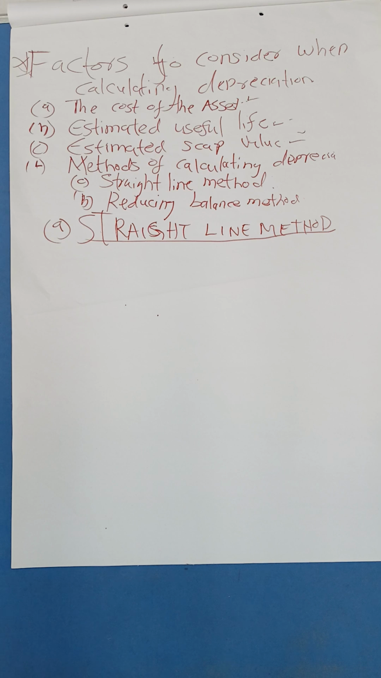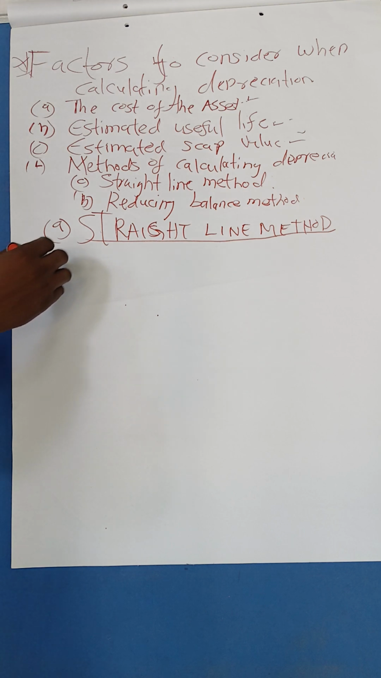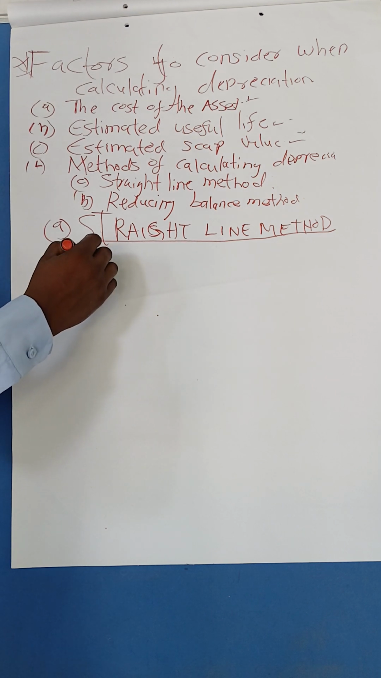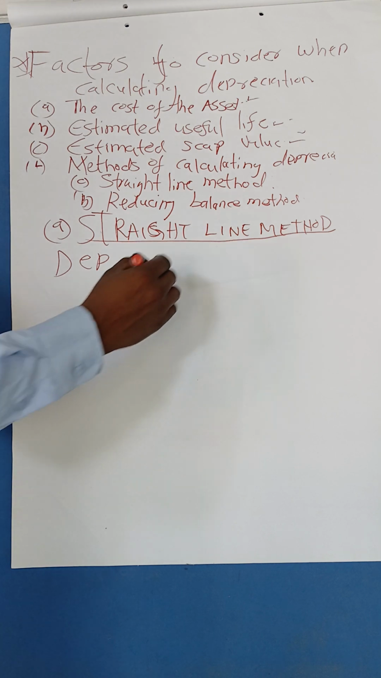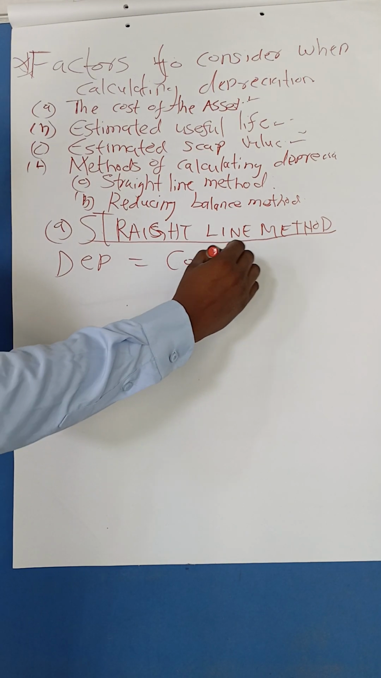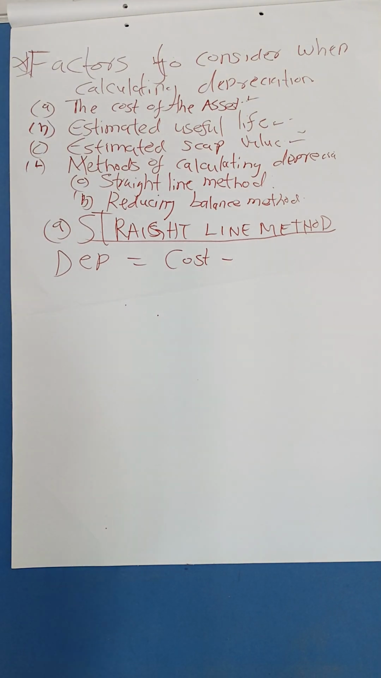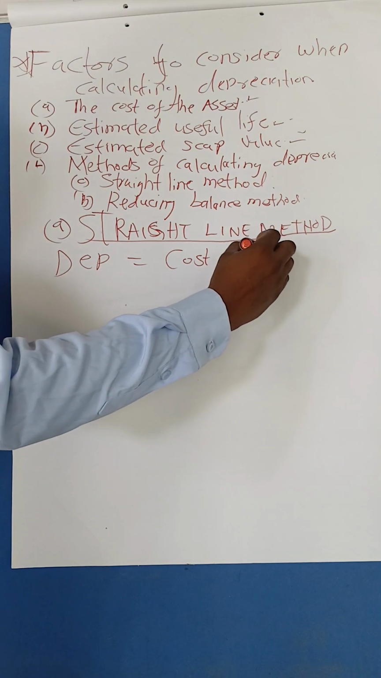So that is it. Now, the straight line method is very easy. One, you have to know the formula for the straight line method. It is very simple. When you are using the straight line method to calculate depreciation, you'll say depreciation is equal to cost minus the estimated scrap value.